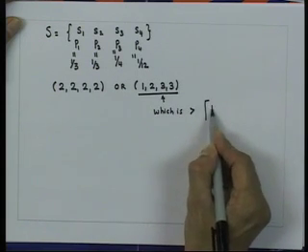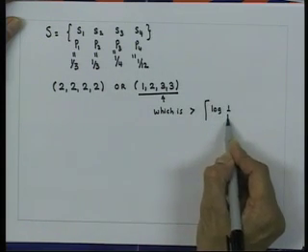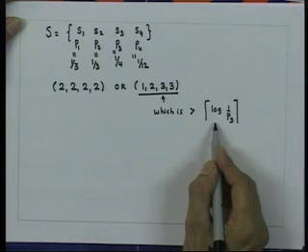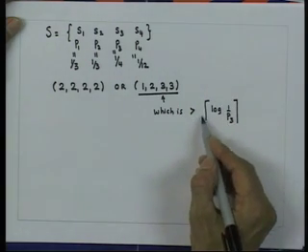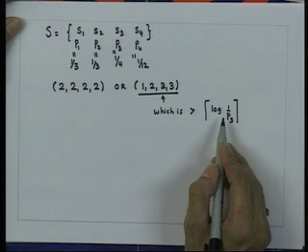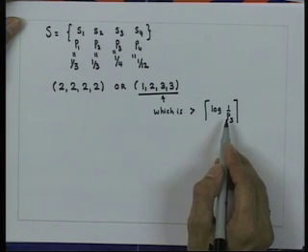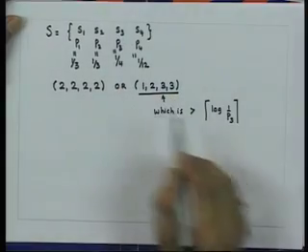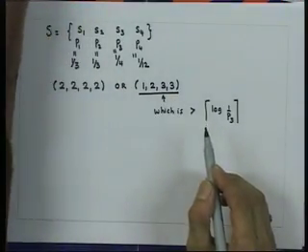greater than log of 1 by P3. Thus, the code word length for a Shannon code, which will be decided by this, could be less than the code word length of the corresponding symbol of an optimal Huffman code.